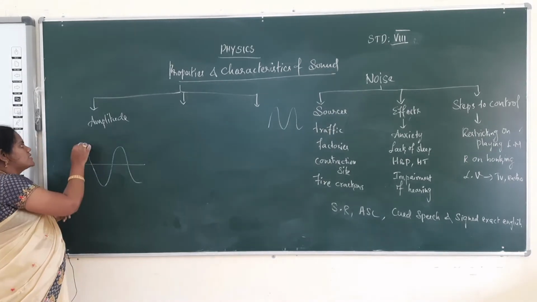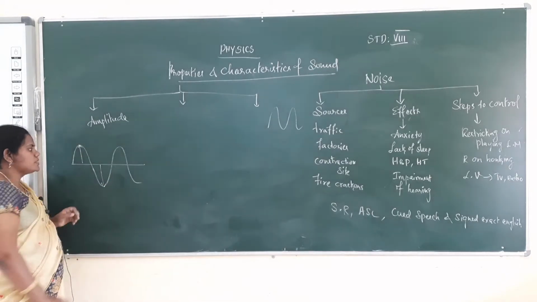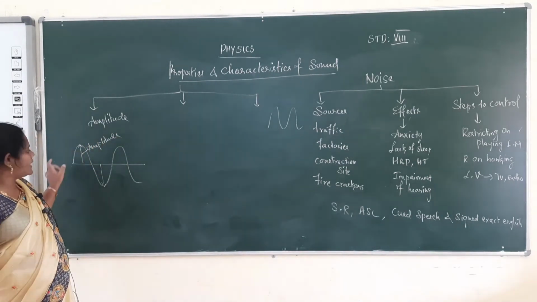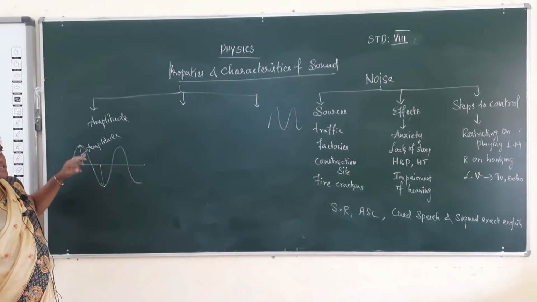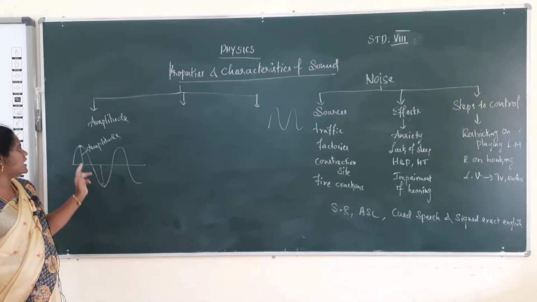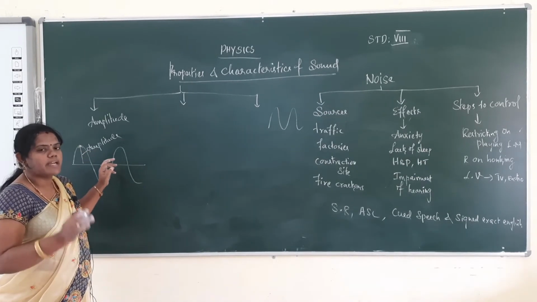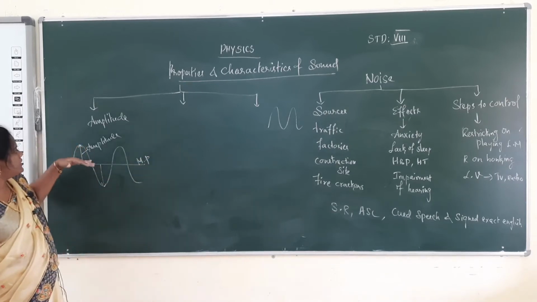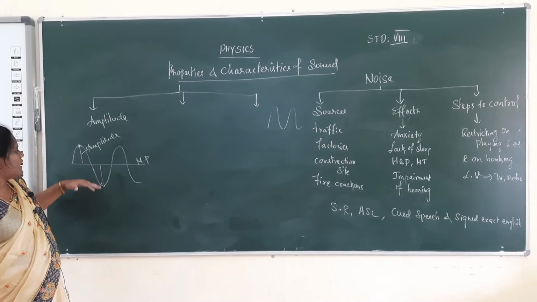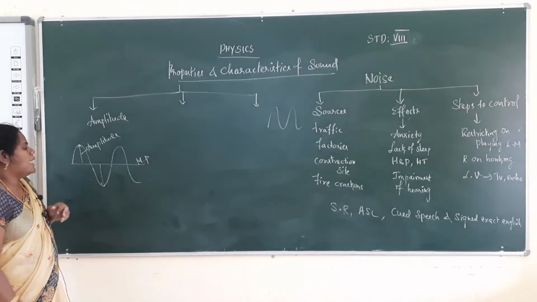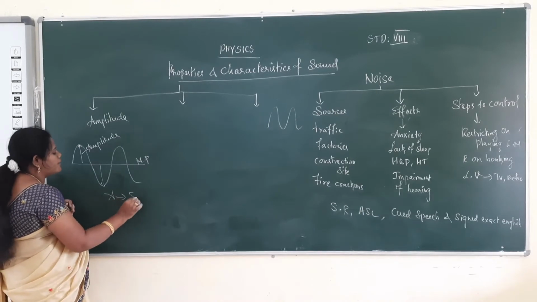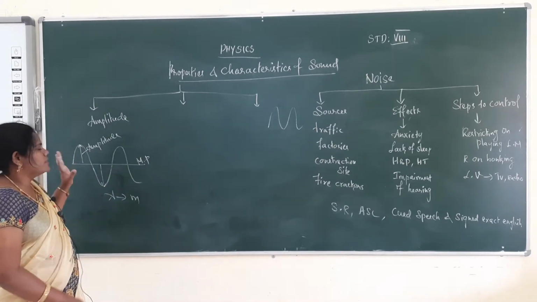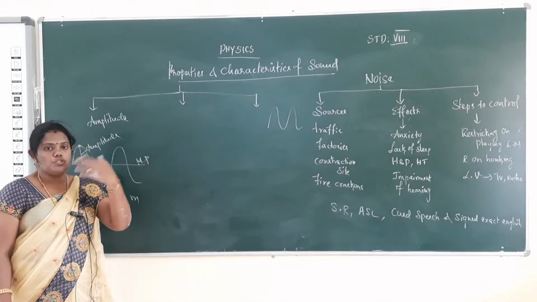That is called amplitude. So amplitude is the distance covered by the particles in the medium from the mean position on either side. Mean position means the center position. The maximum distance covered from the mean position, above or below, is its amplitude. Amplitude is denoted as A and the unit of amplitude is meter, because amplitude is a distance.